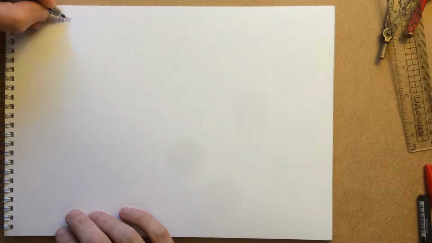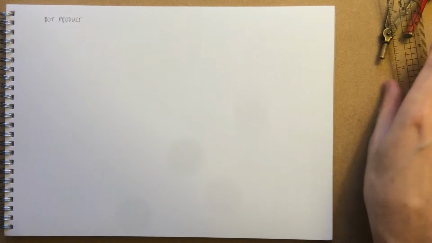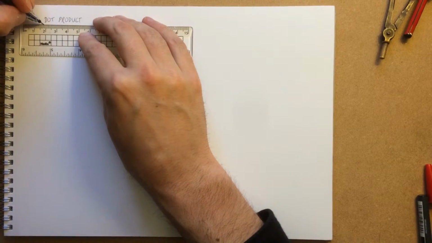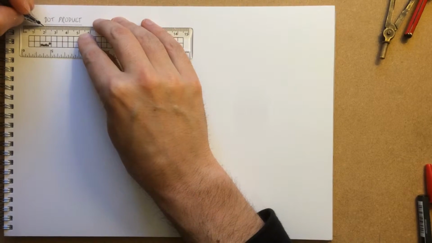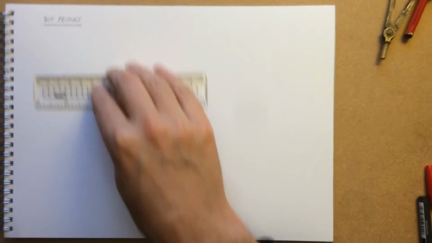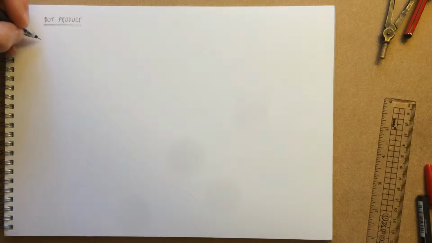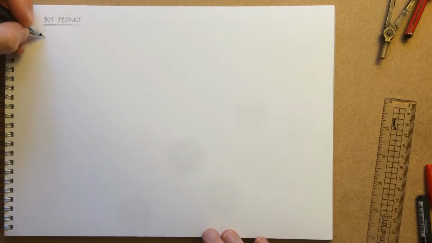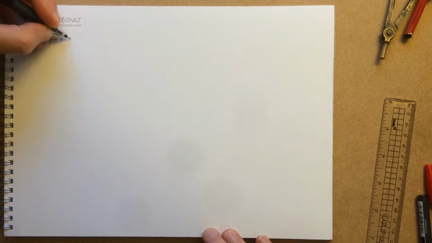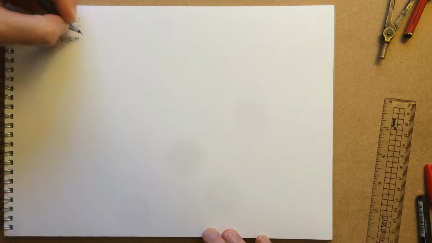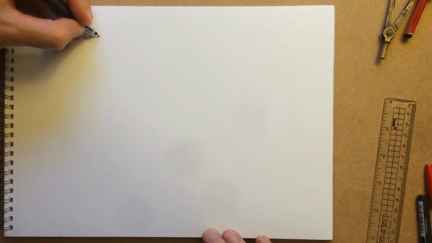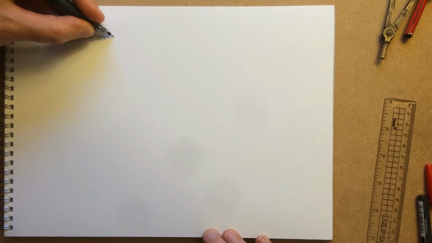Let's have a look at the vector dot product. Suppose we've got two vectors u and v. We define u dot v as u x v x plus u y v y plus dot dot dot.